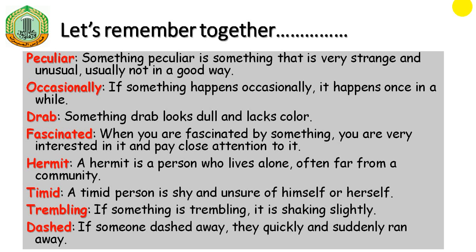Hermit is a person who lives alone. He's often far from a community. He's not in the community. He lives away from the people around him. Timid, anybody can be timid. A timid person is a shy person. Trembling, shaking, means we feel cold, we feel scared, so we tremble. Dashed means we run quickly or we move quickly and suddenly.